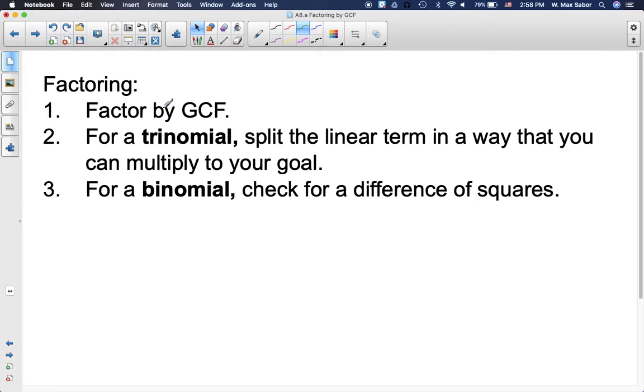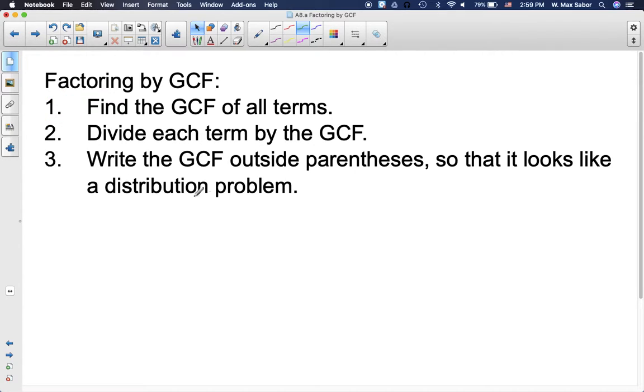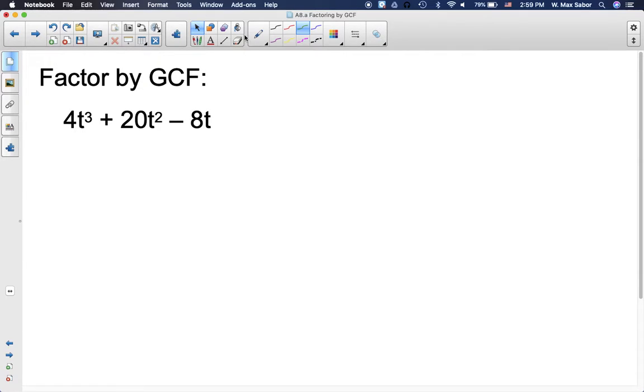For trinomials, we'll sometimes split the linear term to multiply to the goal, and sometimes we'll have to check for difference of squares. But we always factor by GCF first. We're going to focus on step 1 in this video. So what we're doing is we're finding the greatest common factor of all terms, divide each term by the greatest common factor, and write it outside the parentheses so that it looks like a distribution problem.